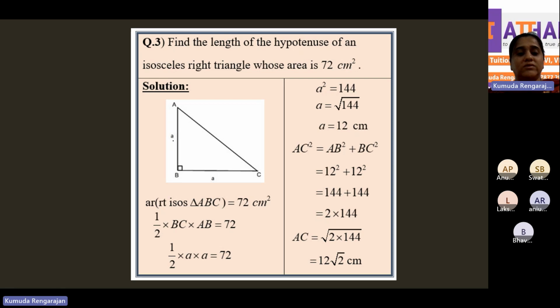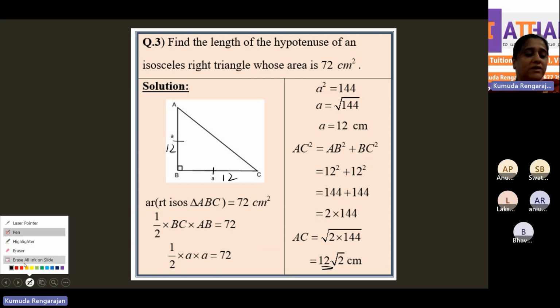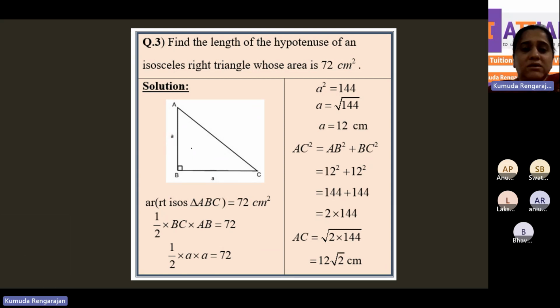So here I've called the equal sides A. You can call it X or A, whatever. Area of the right isosceles triangle is 72. Same thing, nothing new. Half into base into height, half into A into A. So A square is 144. A is equal to square root of 144. A is 12. So this is 12, this is 12. So find the hypotenuse now using Pythagoras theorem. You get 12 root 2. Similar to the earlier one. Earlier, we found the perimeter also. Here, just find the length of the hypotenuse.